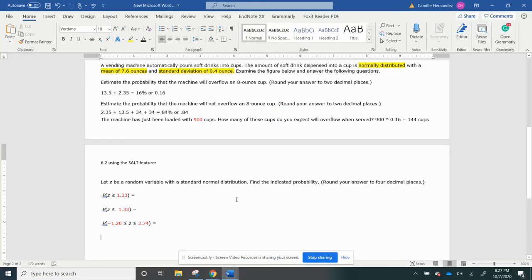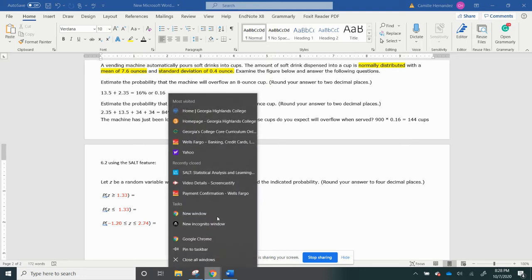We're going to do some examples of 6.2 using the SALT feature. The first one I'm going to do is: let Z be a random variable with a standard normal distribution. Find the indicated probability. So it's the probability Z is greater than or equal to 1.33.